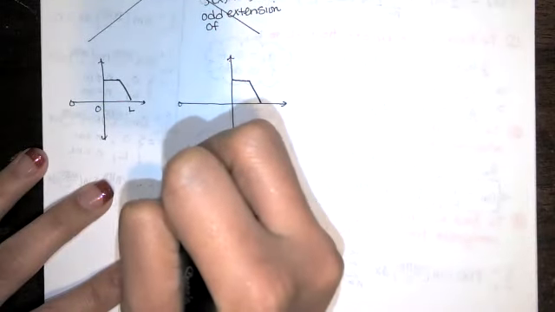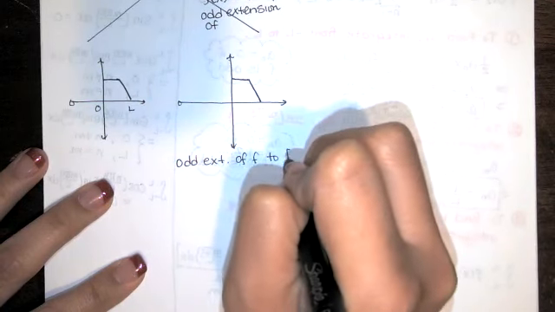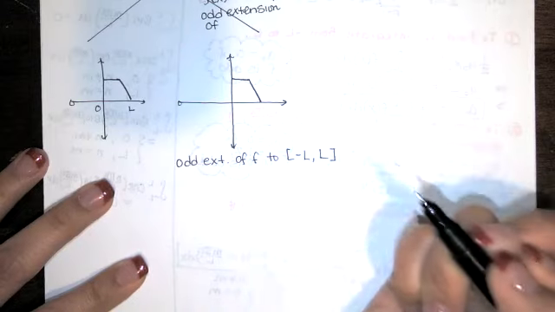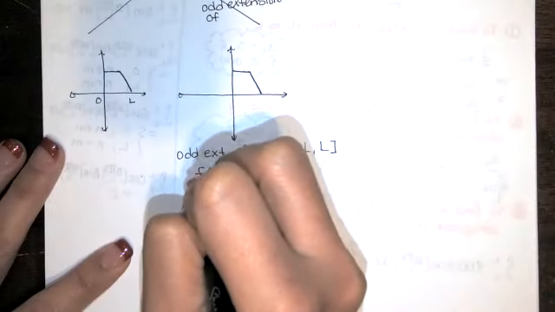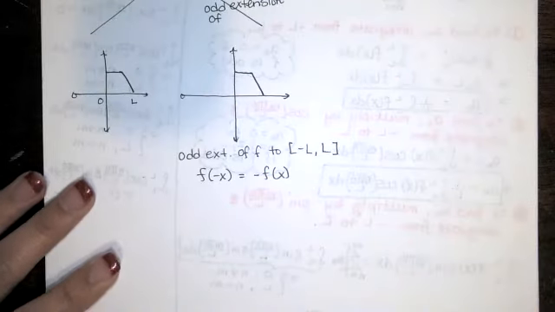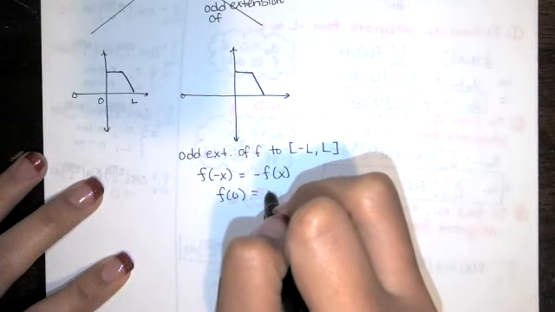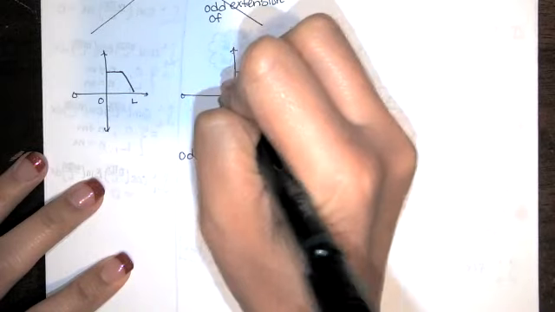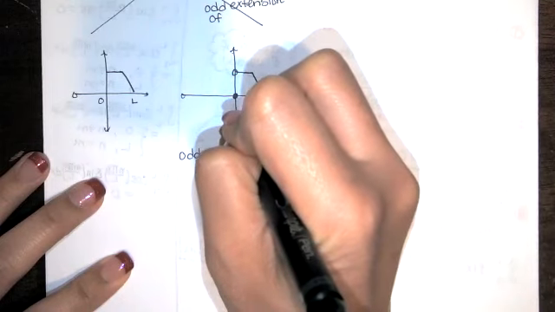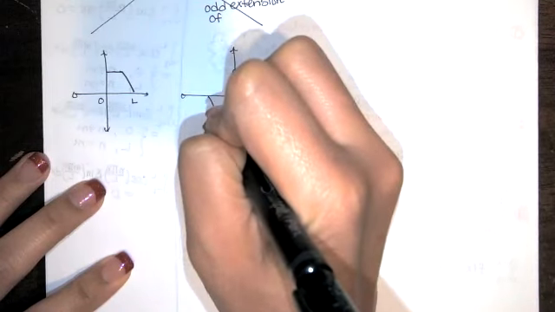So the way we come up with the odd extension is like this. We're going to require f of negative x and f of x to be opposites of each other. And then at the origin, we're going to require f of 0 to be 0. So we'll have an open circle there and we'll draw that. And then on the other side, we'll have an open circle there and we'll draw that. And that will be the odd extension of f to the interval from negative L to L.